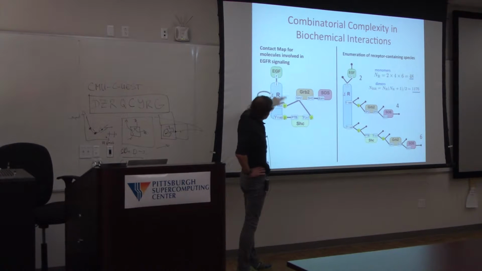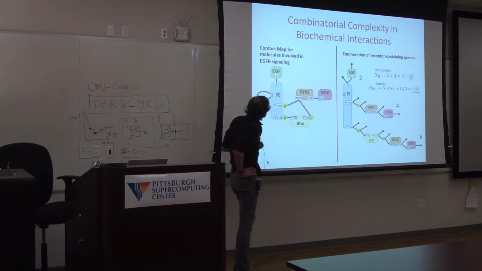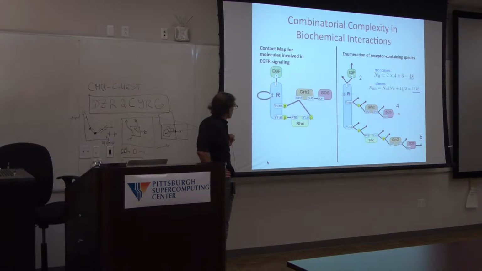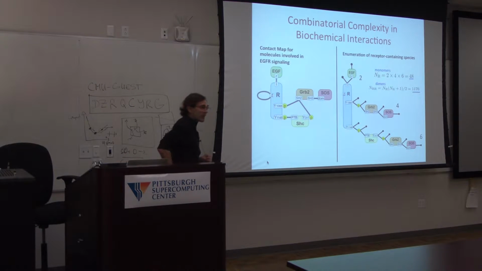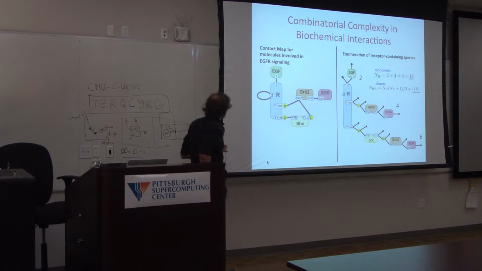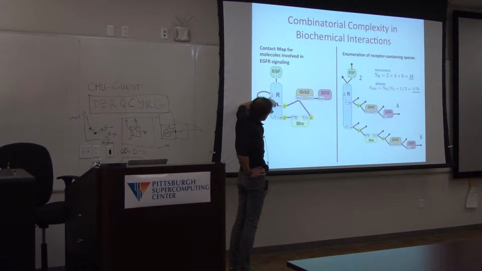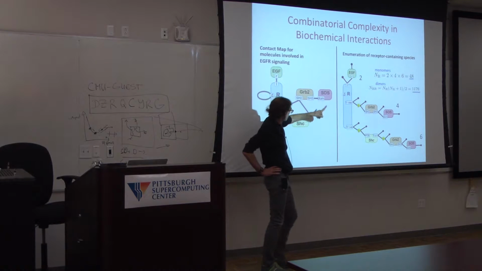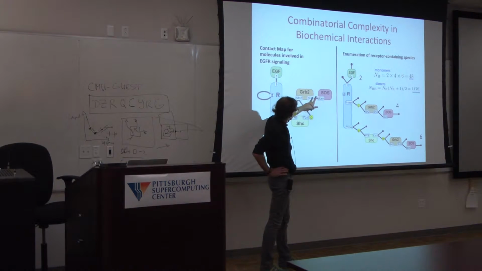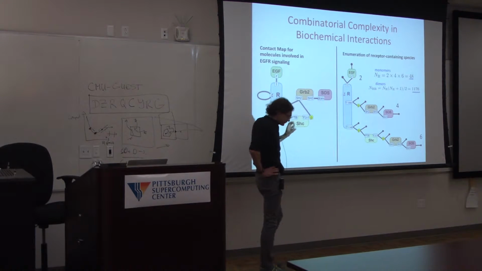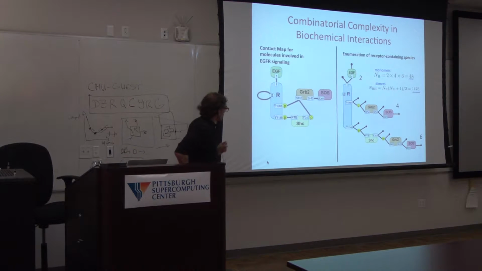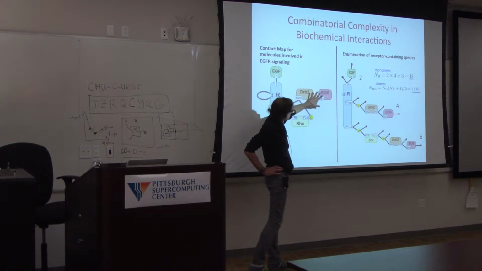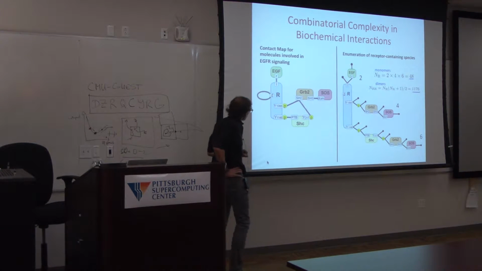And I'm showing just how they can interact with each other and what sites can become modified. We call this a contact map. So it's a concise visual representation of the molecules and interactions that are present in our system. We have the ligand, we have the receptor, we have a couple of adapter molecules, Shc and Grb2, and we have the first real effector molecule in this system, which is SOS, which acts as a guanine nucleotide exchange factor to activate RAS. And so, which is not even part of this initial model of this system.